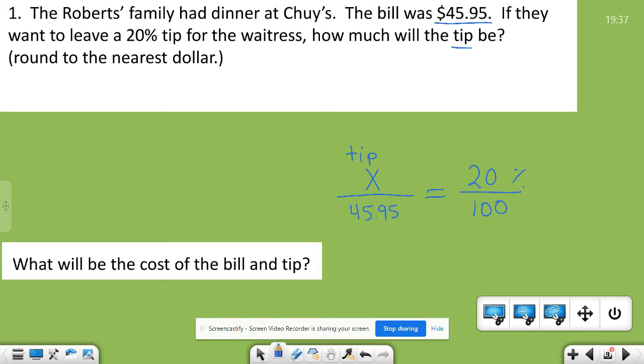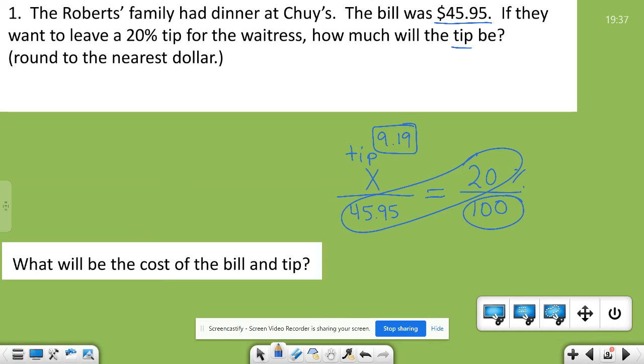And so you've got $45.95 times 20 divided by 100, and you get $9.19.